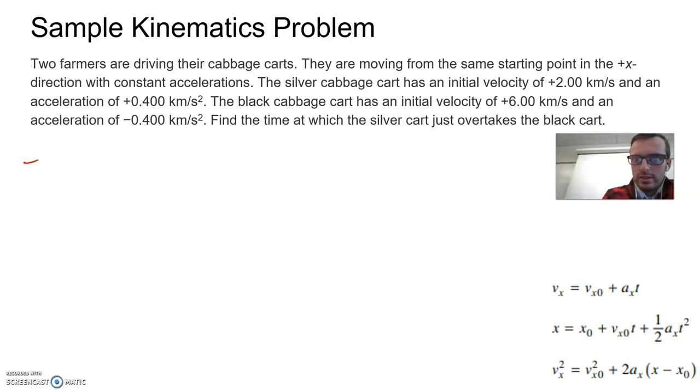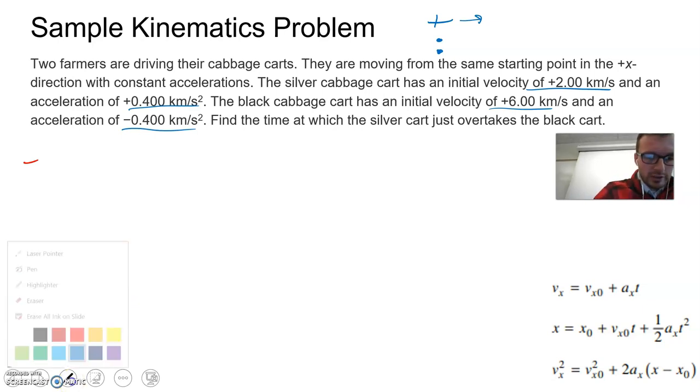The silver, so let's see. So they're both starting here at the same place. Positive is to the right. They're both starting at the same place like this. The silver cabbage cart has an initial velocity of 2 and an acceleration of positive 4. The black cabbage cart has an initial velocity of 6 and an acceleration of negative 0.4. Find the time at which the silver cart just overtakes the black cart.